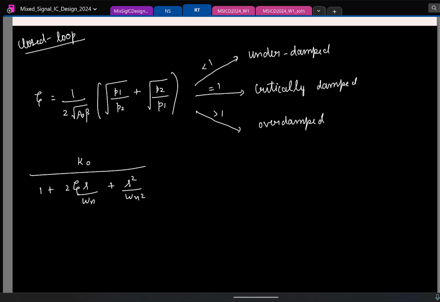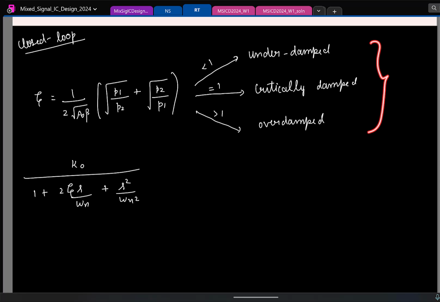Why do you classify it this way? Why don't I look at damping factor greater than 10, equal to 10, less than 10? Why only 1? Because the textbook said so, or let us say okay. Why do you even classify it like this? What does it say for the closed loop system?